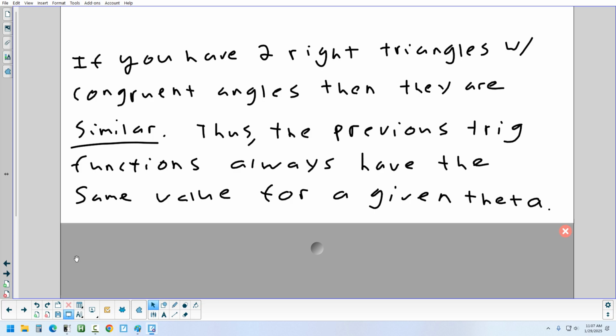So that means if you are working with a 45-degree angle, or any angle, and I say find the sine of 45 degrees, it doesn't matter how big of a triangle you have. You could have a really small triangle with a 45 in it. You could have a huge triangle with a 45 in it. It's not going to change the answer for the sine of 45 degrees. A given angle will always have the same trig functions, no matter what size triangle it is in.